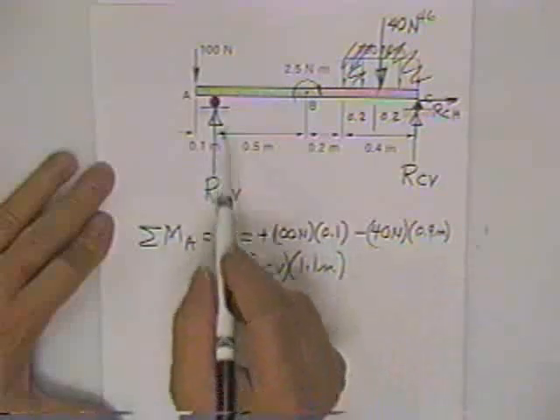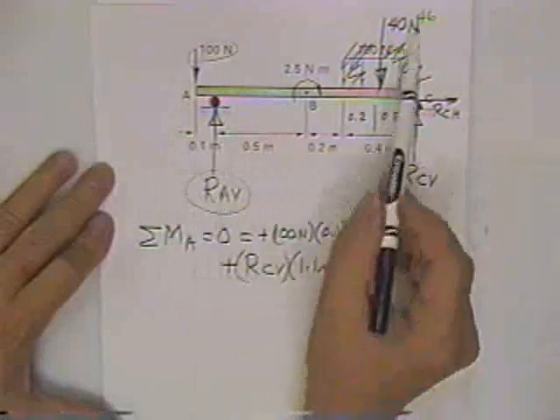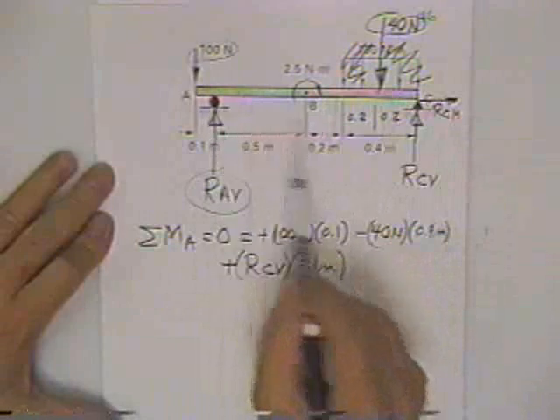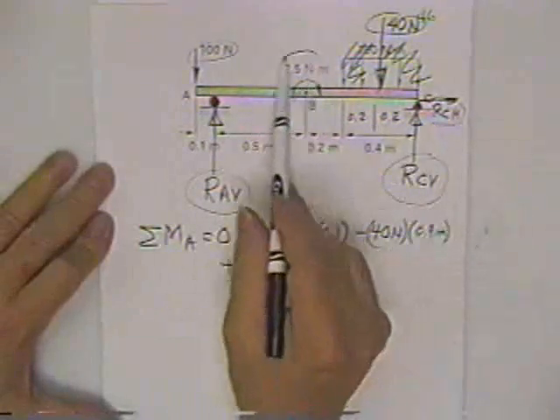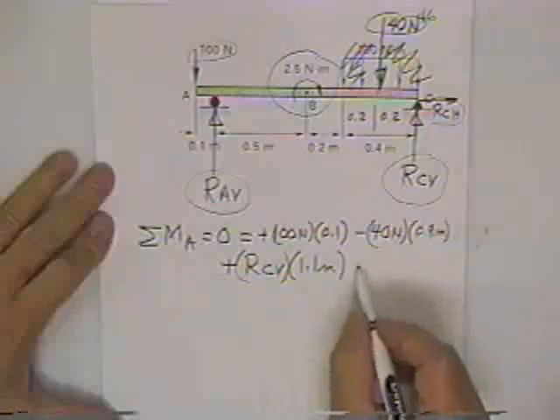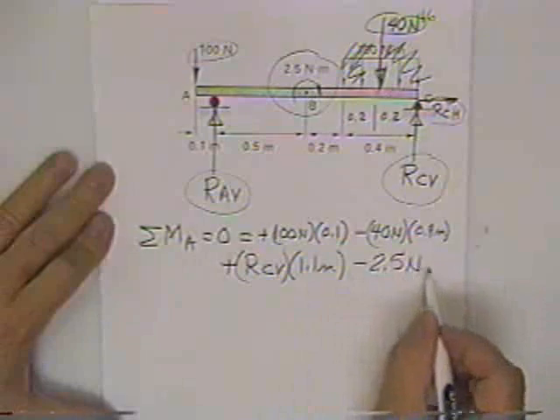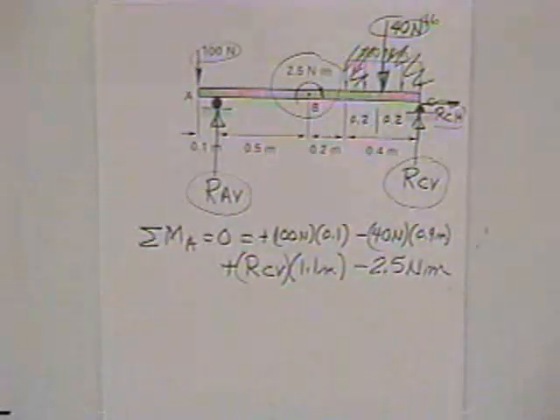Now we've taken care of this. We've taken care of this because he has no moment arm. We've taken care of this. This guy here goes right through that point and has no moment arm. And we've taken care of this. This is our only guy left right here. Minus 2.5 Newton meters. It's not multiplied times the moment arm, no matter where the moment is applied on the beam.